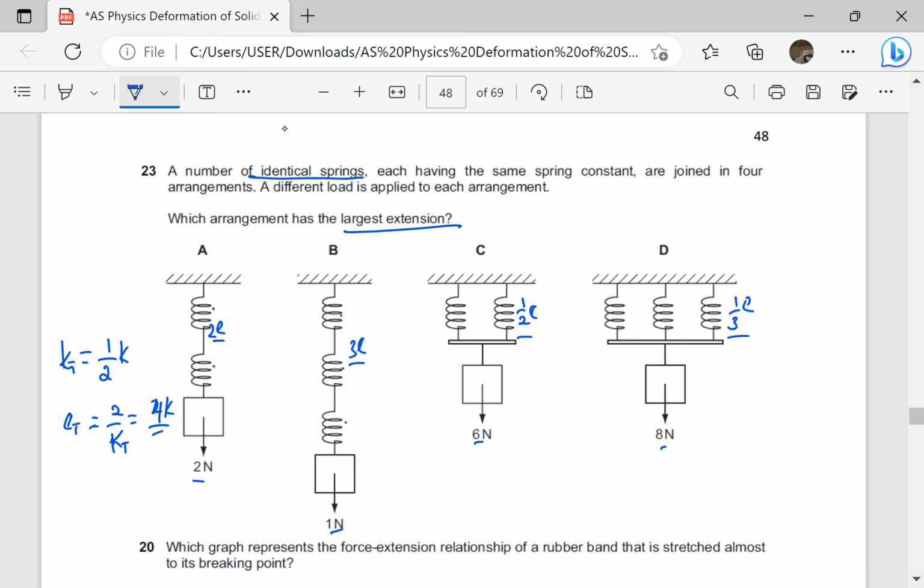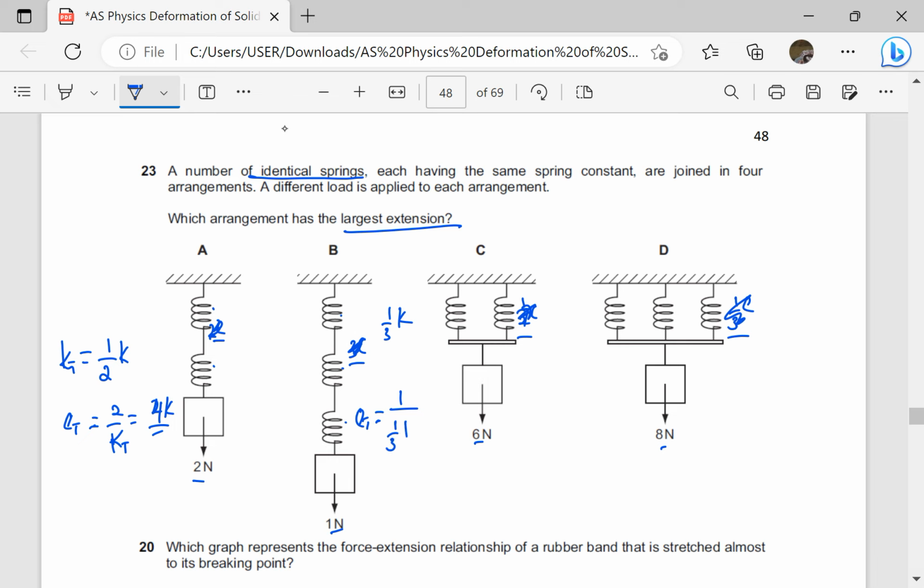The springs, remember, they are identical. They have the same constant. Here we have a 3. That means the total constant here is going to be 1 over 3k. So if I find the total extension, ignore this because this will apply when they have the same load. If the total constant here is 1 over 3k, then the total extension here is going to be the load, which is 1 Newton, divided by the total constant, which is 1 over 3k.